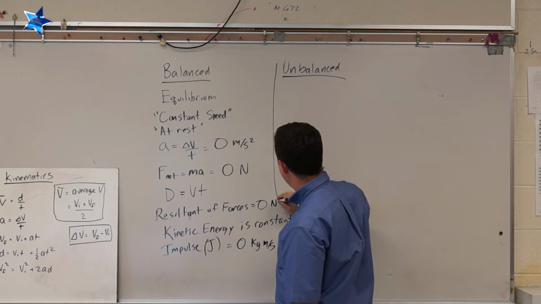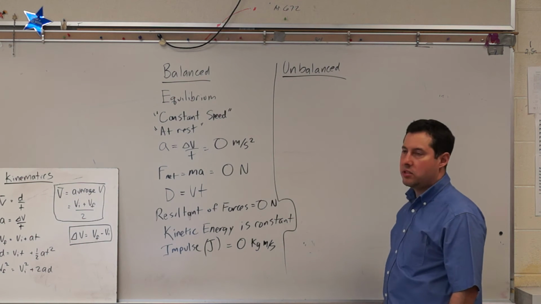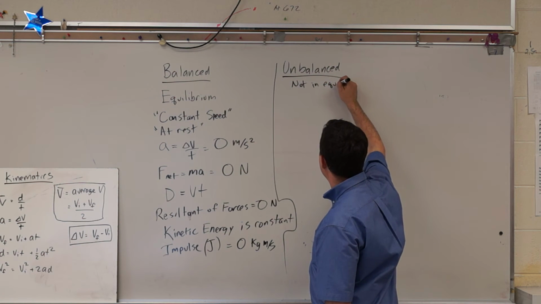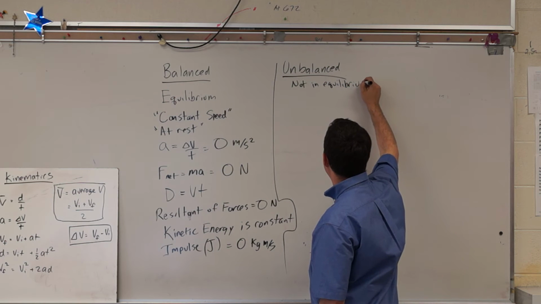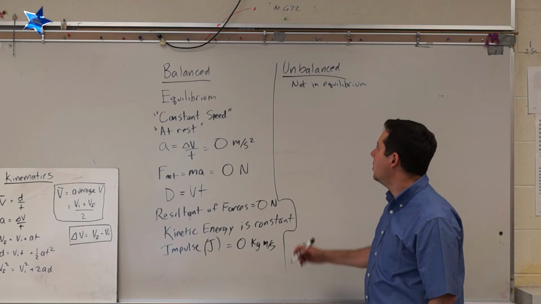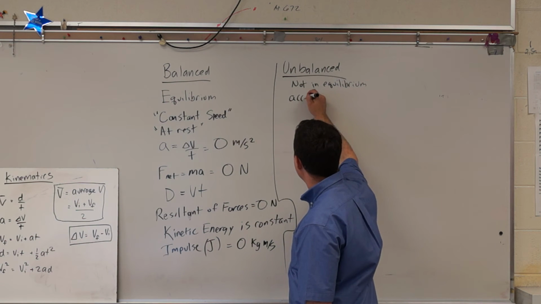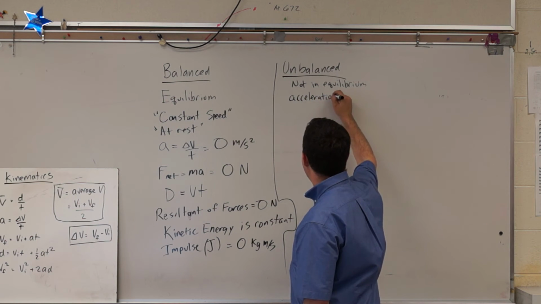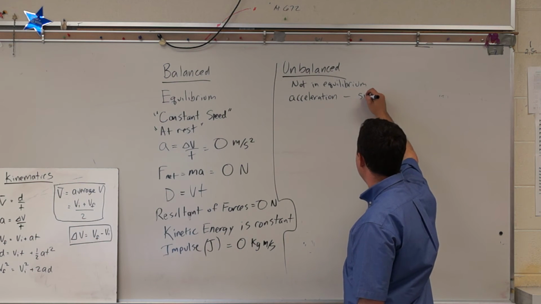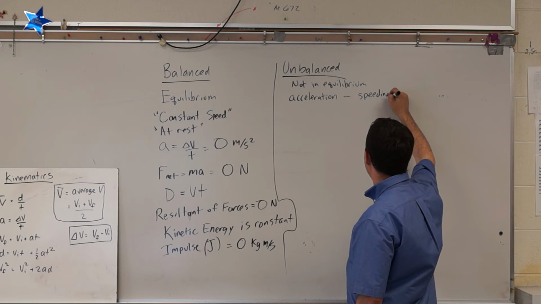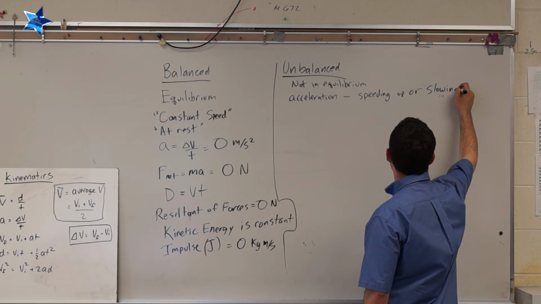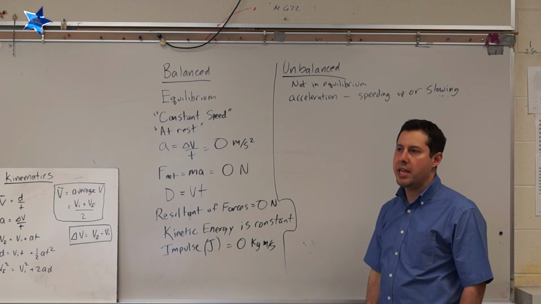Now let's divide this from unbalanced. So in unbalanced, you're not in equilibrium. It means that the forces that are acting on an object are not balanced out. So you are going to be accelerating. Now, you don't necessarily know what that acceleration could be. You could be speeding up, or you could be slowing down. The specifics will depend on the actual problem that you have.